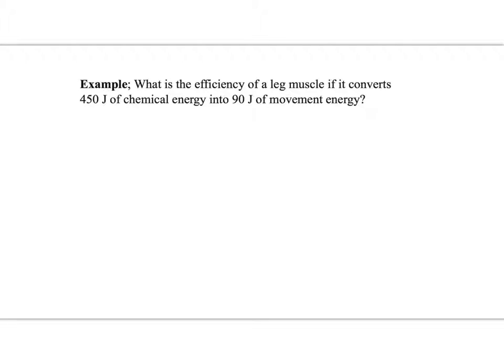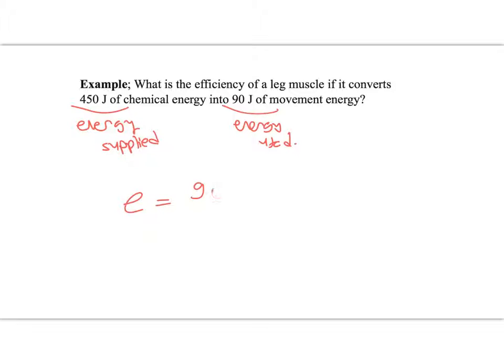Let's do an example. What's the efficiency of a leg muscle if it converts 450 joules of chemical energy into 90 joules of movement energy? This is the energy supplied, and this is the energy used. So efficiency is equal to energy used over energy supplied times 100. So this is equal to 20%. So 20% of the chemical energy is converted into just movement energy.